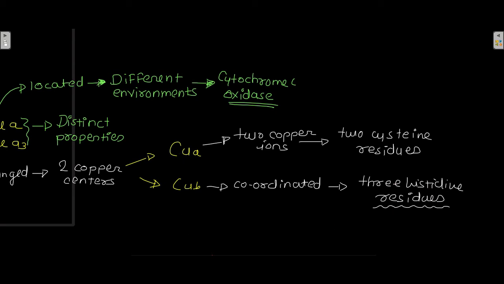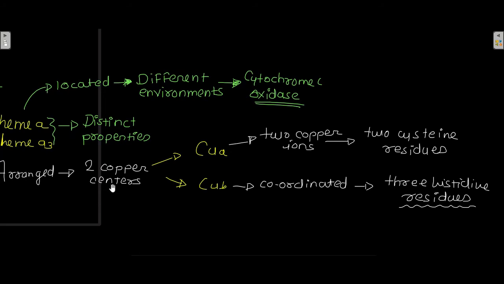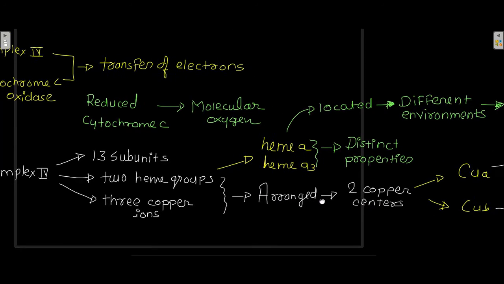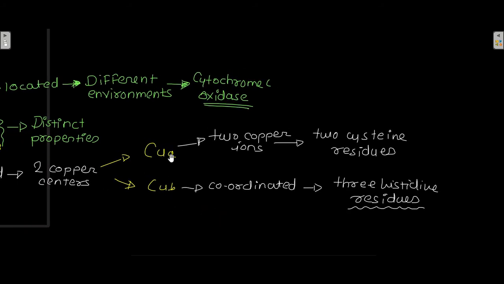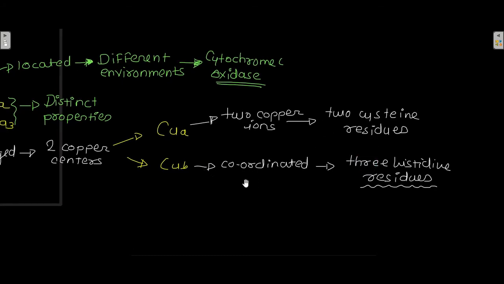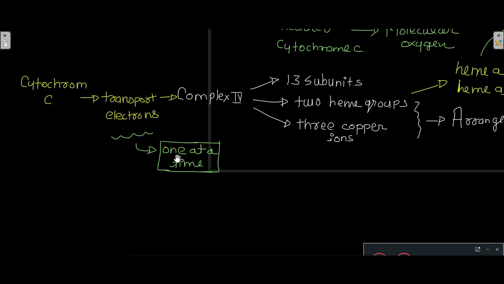So there are two copper centers in your complex 4, CuA and CuB. CuA has two copper ions which are connected by two cysteine residues, and CuB is coordinated by three histidine residues. That is all. Now this cytochrome C transports electrons to complex 4 one at a time. Obviously 2 electrons will not go, only 1 electron at a time will go.